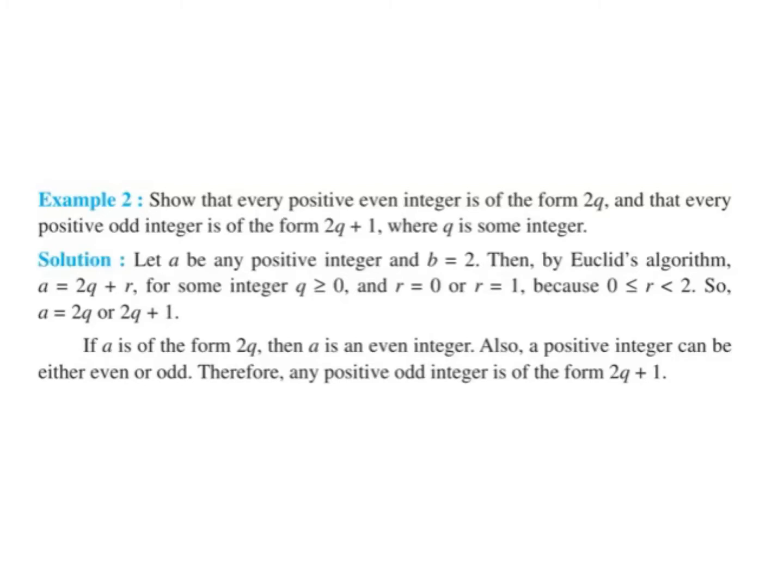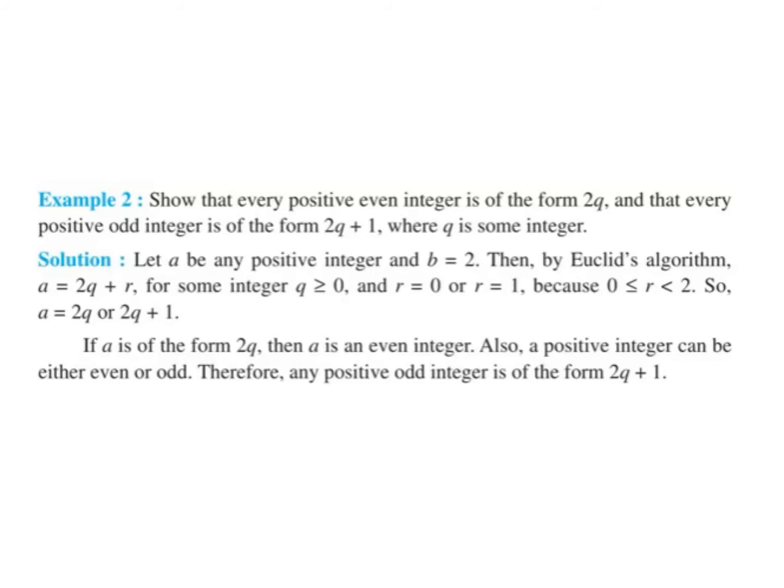Show that every positive even integer is of the form 2q and every positive odd integer is of the form 2q plus 1, where q is some integer. So let us take a as any positive integer and b is equal to 2. So with the help of Euclid's algorithm, we can write a is equal to 2q plus r because b is equal to 2, and for any integer q is greater than or equal to 0. That is, always quotient is greater than or equal to 0.